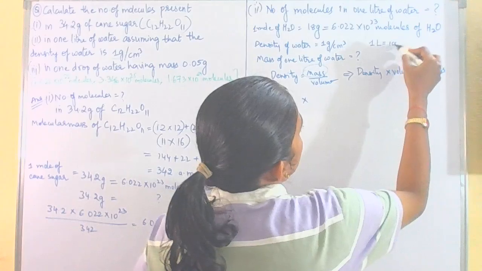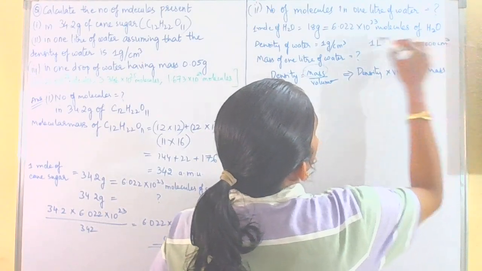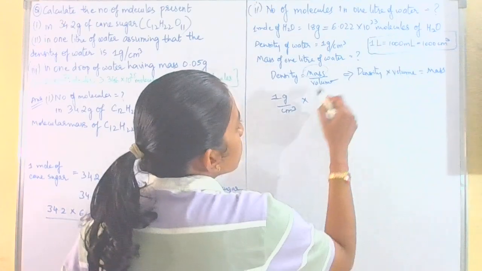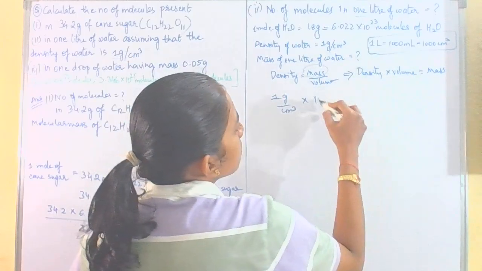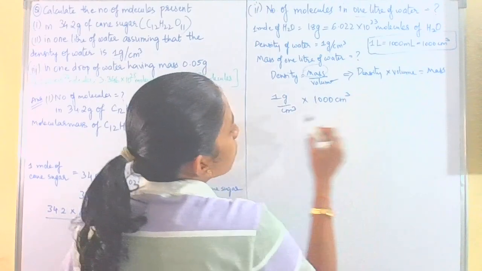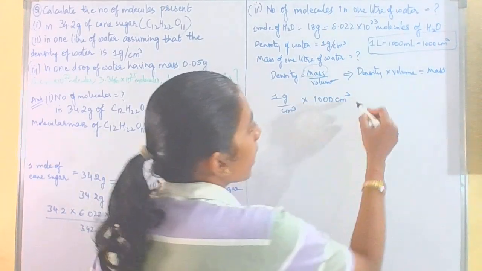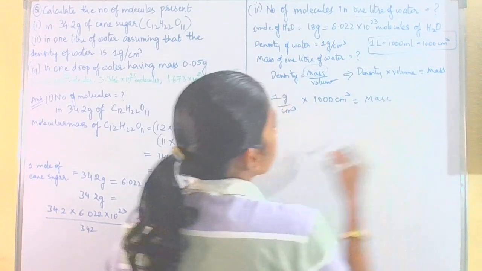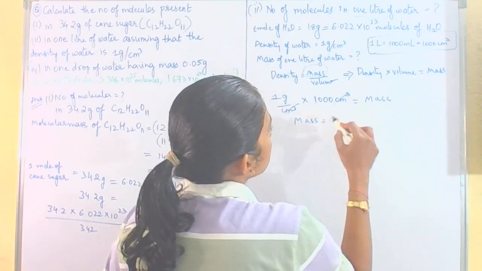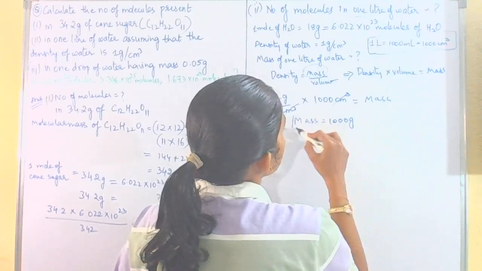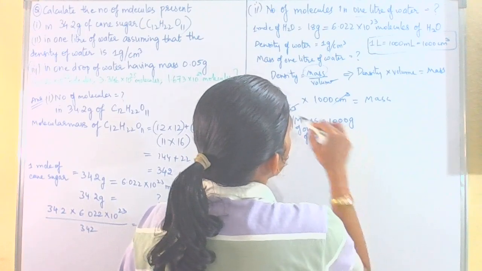You have to keep this in mind: 1 liter is equal to 1000 milliliter, which is equal to 1000 centimeter cube. Here they have given 1 liter, which is 1000 centimeter cube. We are taking it in centimeter cube to cancel the centimeter cube in the density and to get the mass in grams. Mass is equal to 1000 grams. Mass of 1 liter of water is equal to 1000 grams.